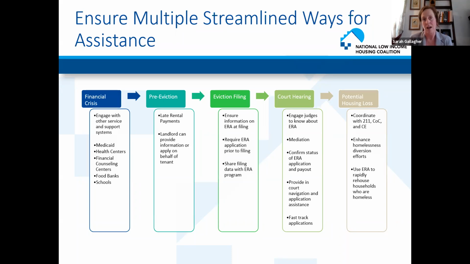Or you might want to focus on rehousing efforts and really helping someone find a new apartment or new home at that time. So really ensuring as we're talking today that you're thinking about the different points of intervention and how you might want to tailor your process to those different points of intervention.